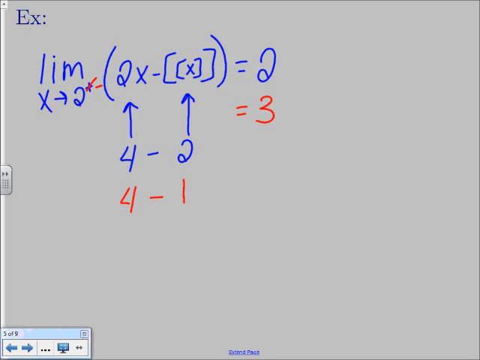So you can see how the one-sided limits are really useful for the greatest integer function, because at whole numbers, you're going to have different jumps. You're going to have different limits. So it's just something to keep in mind and to think about when you do problems in case you see one of those symbols show up.